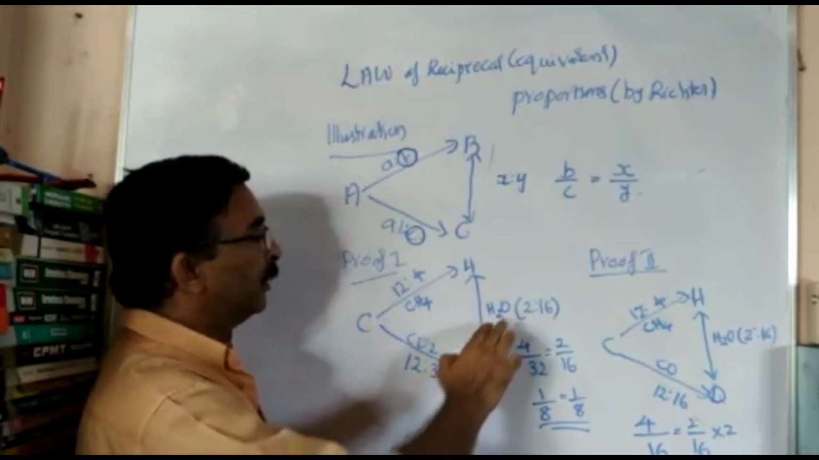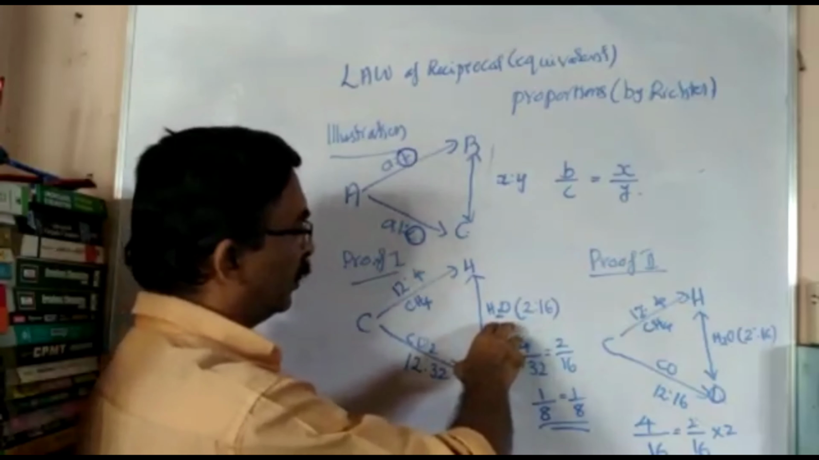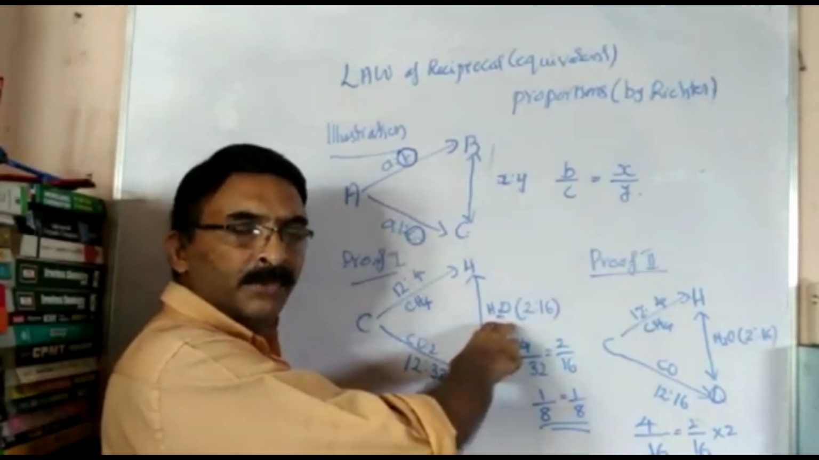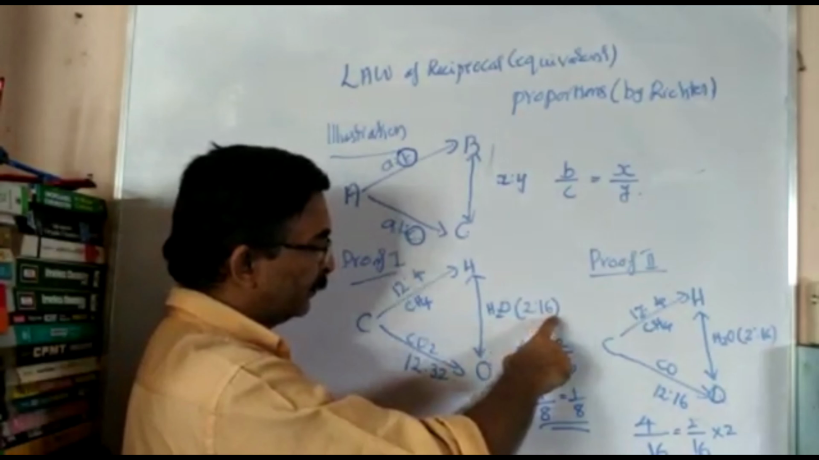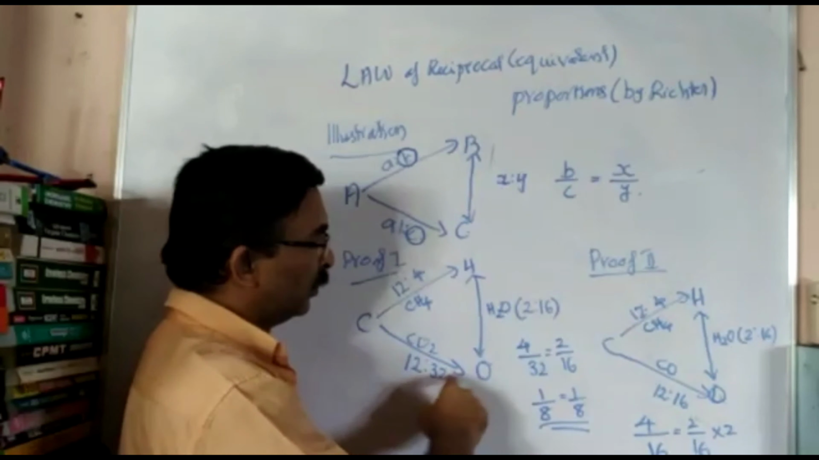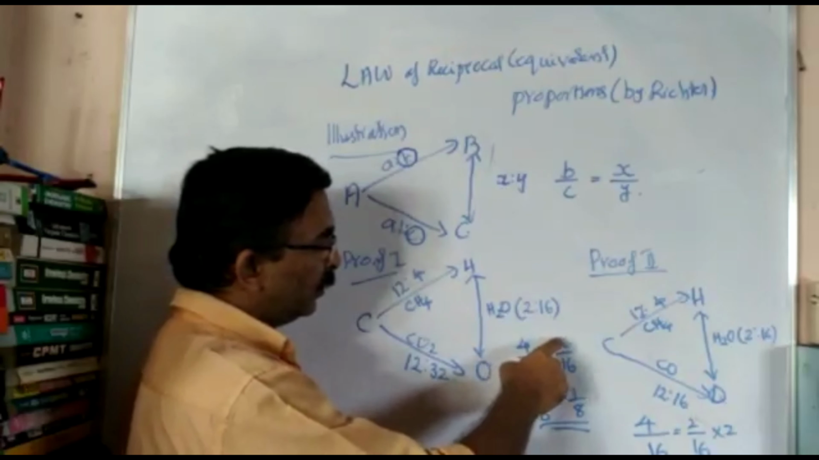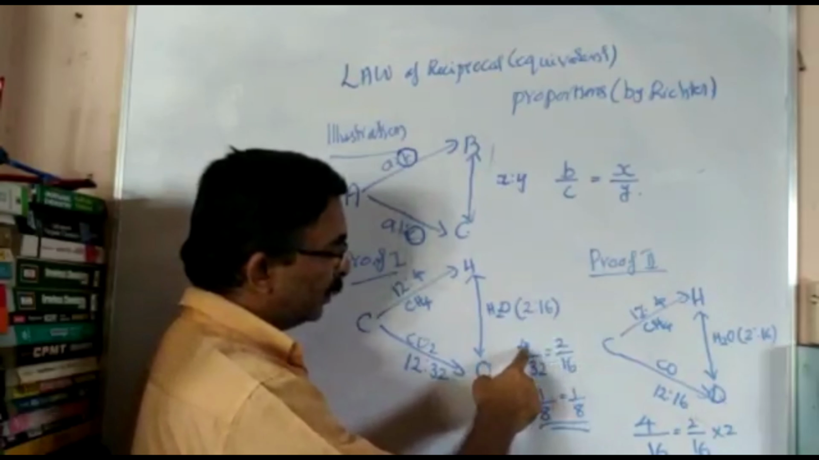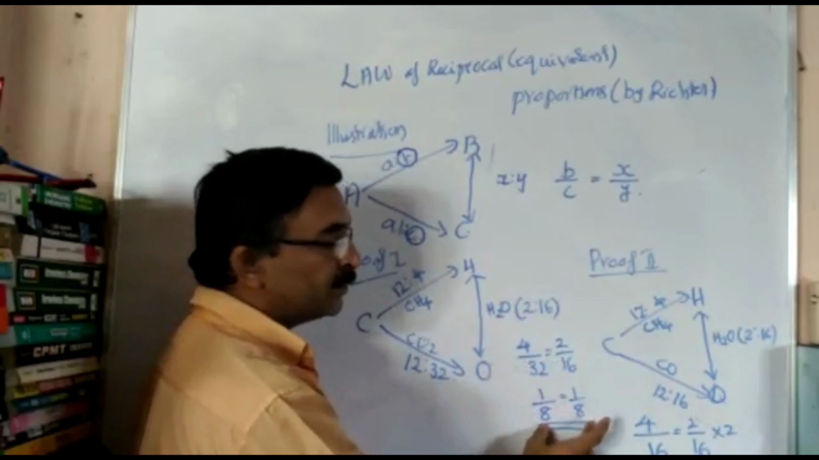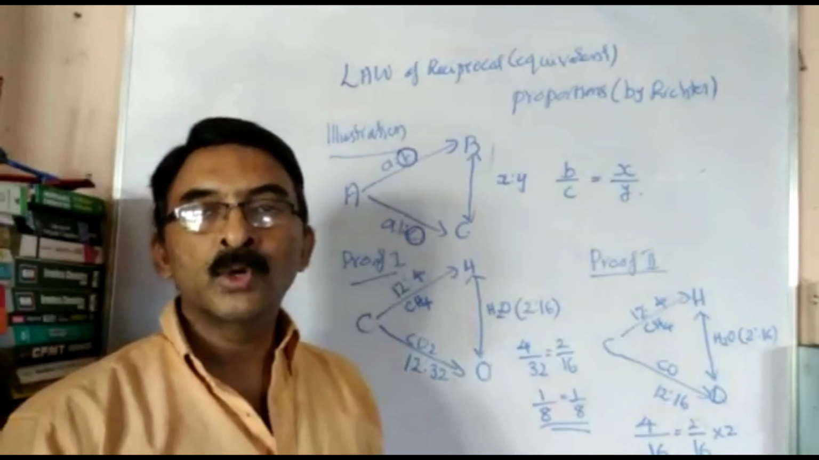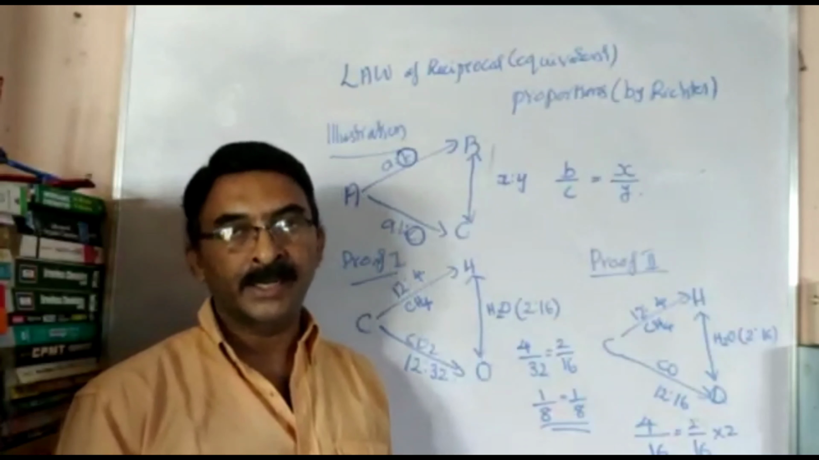Let it be there. Now think about the third compound, H2O. What is the mass ratio between hydrogen and oxygen in water? We know it to be 2:16. The other ratio is 4/32. 4/32 is 1/8. 2/16 is 1/8. These two ratios are the same. So what the law stated is correct.